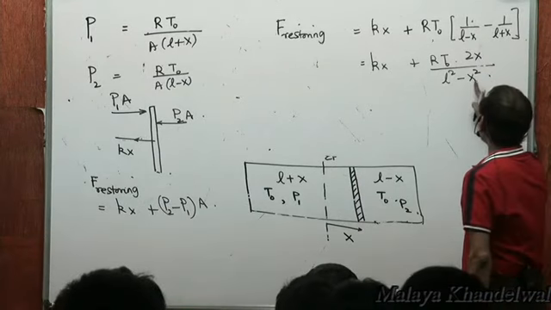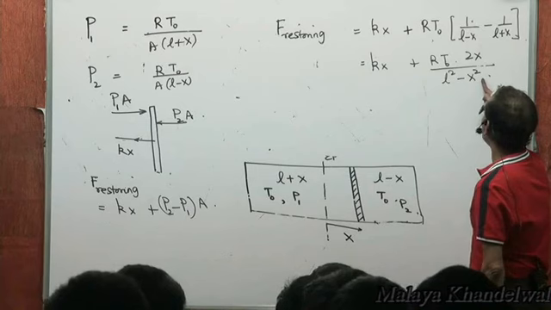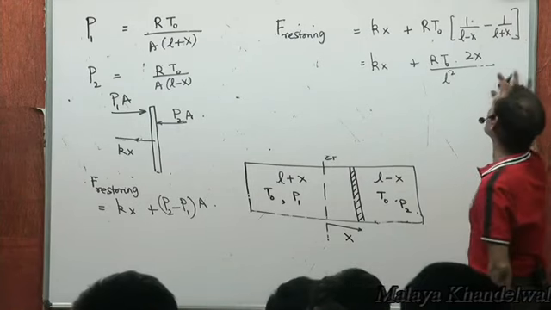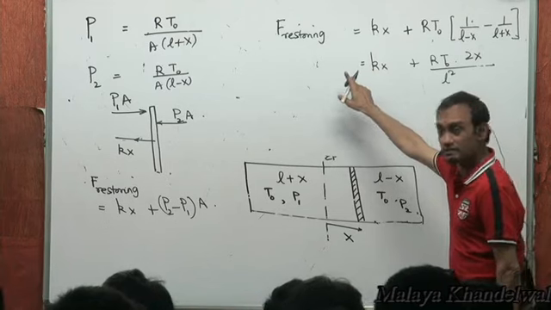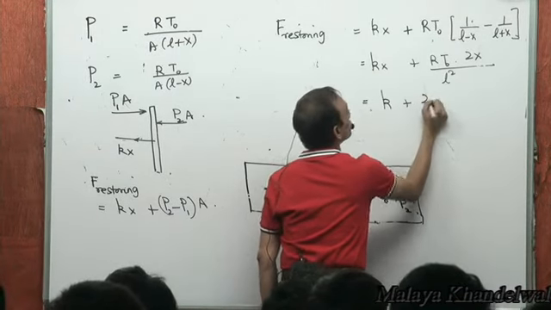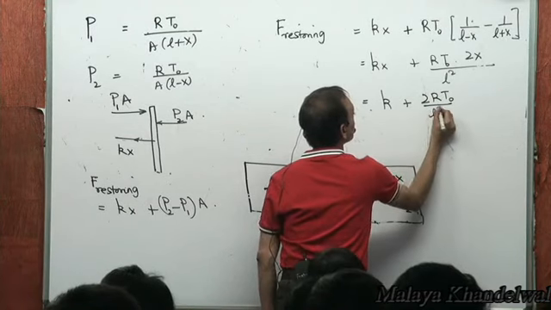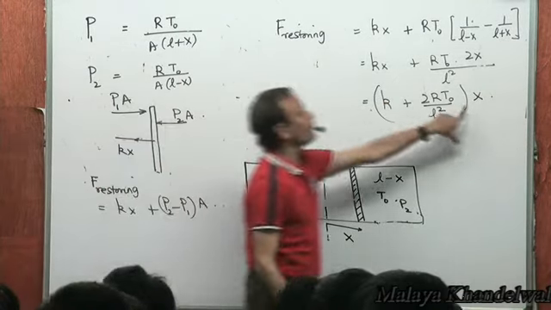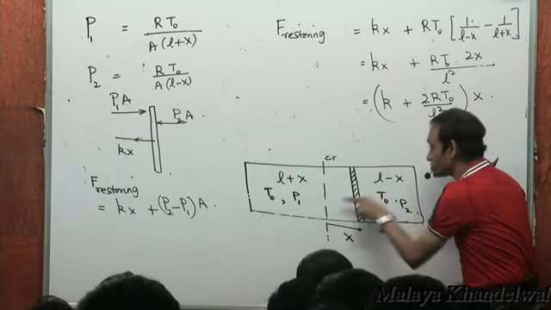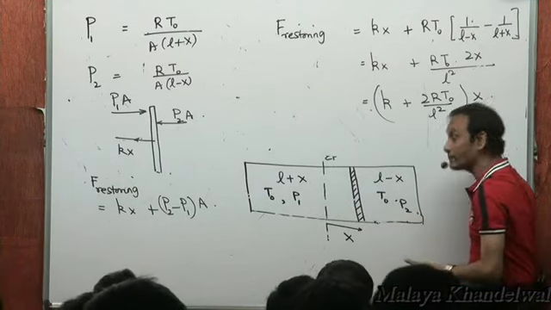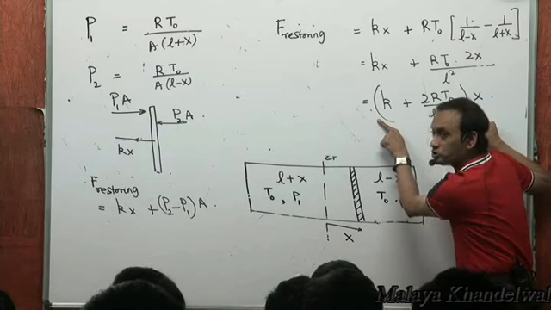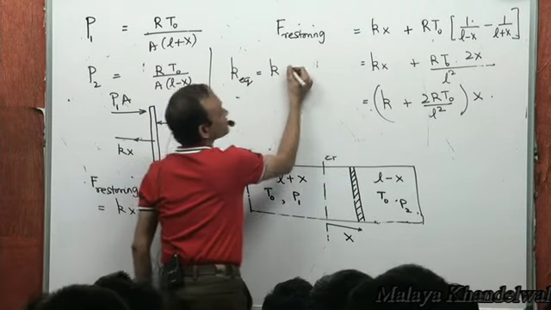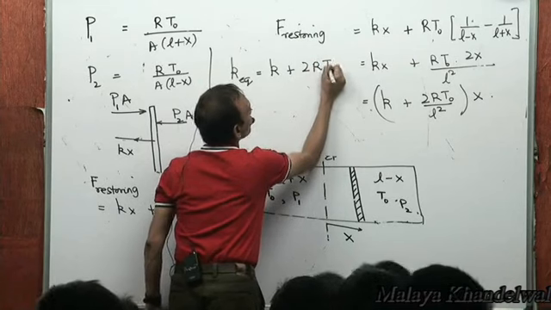Now x is small compared to L, so L squared minus X squared is approximately L squared only, because X squared is small, so ignoring this, that's a net restoring force, which is K plus 2RT naught by L squared into X. So the restoring force is proportional to displacement from the equilibrium position and directed towards it, and therefore restoring. This must be the equivalent force constant for the oscillator. K equivalent for the oscillator is K of the spring plus 2RT naught by L squared.